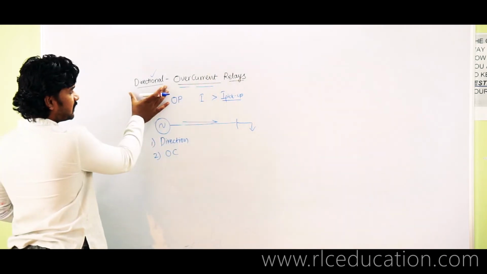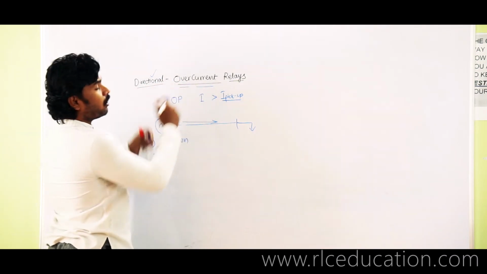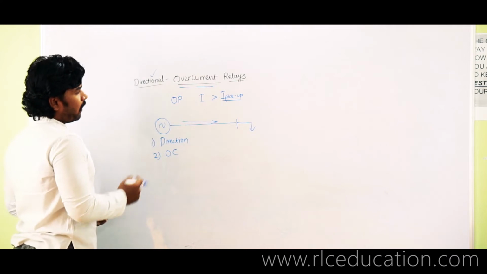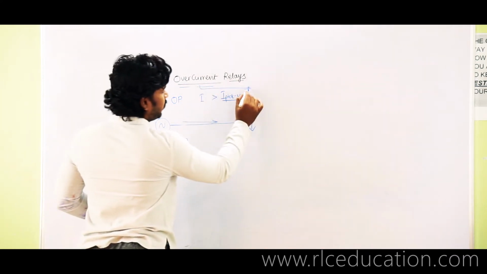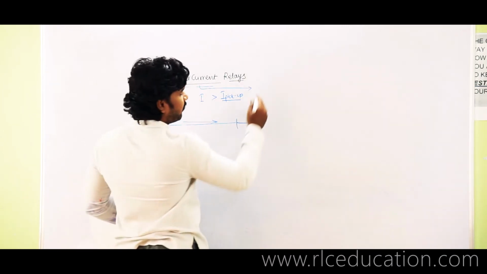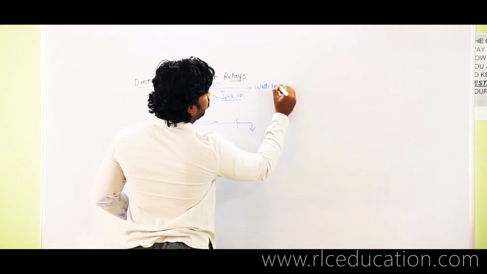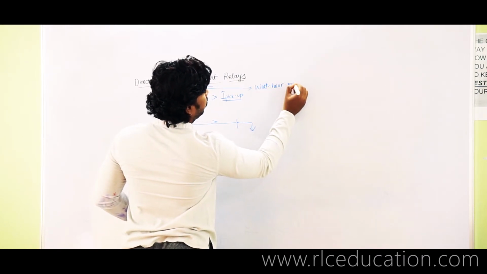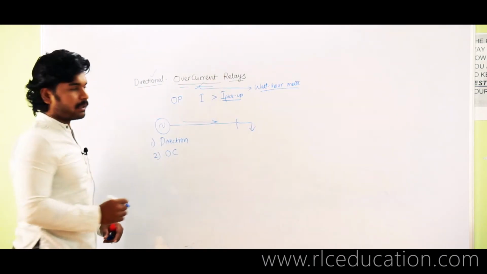One is the directional component and the other is the overcurrent component, or I can say the directional element and the overcurrent element. As we generally have studied in theory, the overcurrent relay has which type of construction? Watt-hour meter type of construction, isn't it? Which looks similar to our energy meter. Watt-hour meter type construction relay will be used for overcurrent relaying purposes.